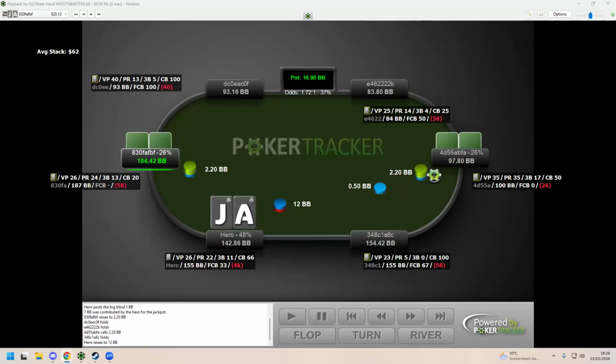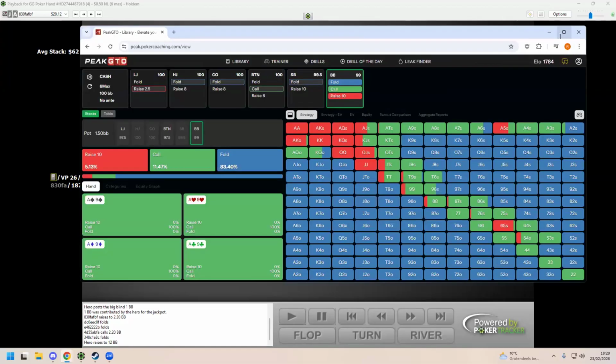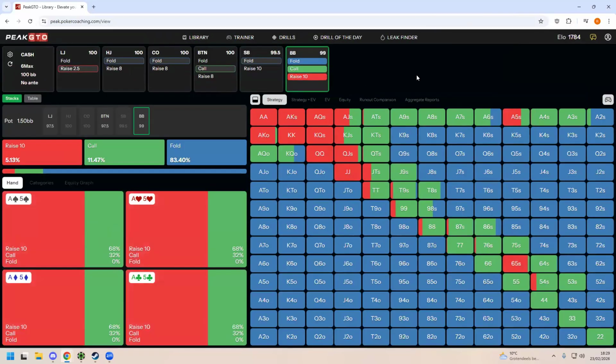Actually, Peak says when we go low jack open, button call from the big blind, the three bet size is 10, but it mixes. I don't hate just a call here. Yeah, I could see that as well, but the call is very opponent dependent.